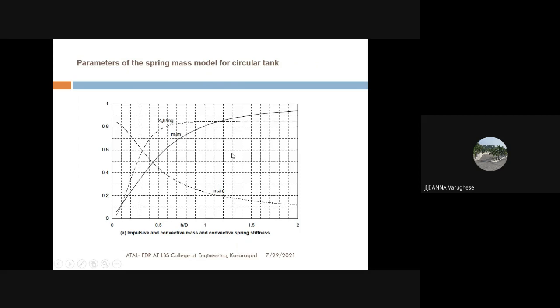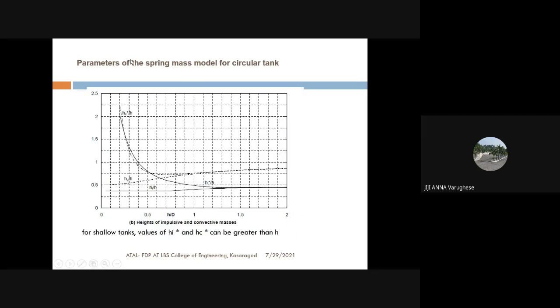And I told that there are charts available for circular tanks as well as rectangular tanks for finding out the values of MC, MI, and KC. It depends upon the geometry. For a circular tank, it depends upon H by D, and for a rectangular tank, it depends on H by L. For a particular value of H by D, assume that it is equal to 1, you can find out what is MC, what is MI, and also you can calculate what is KC. KC is the stiffness for the convective mode. So all these charts help in finding out the parameters for modeling the water tank.